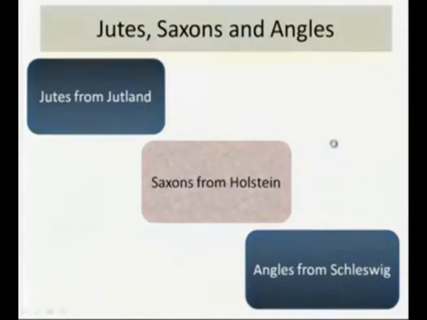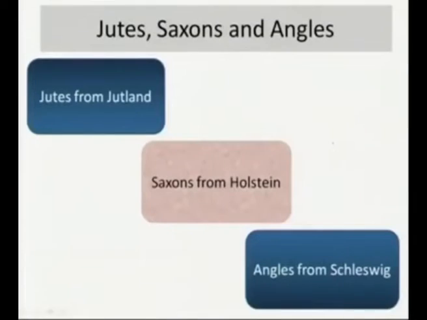Now, when we talk about the Anglo-Saxon conquest, okay, we refer to 3 different tribes that invaded England. Okay. These were the Jutes, the Saxons and the Angles. Okay. So, the Jutes came from Jutland, the Saxons from Holstein and the Angles from Schleswig. So, this is known as the Anglo-Saxon conquest. Okay. The Jutes, the Saxons and the Angles.